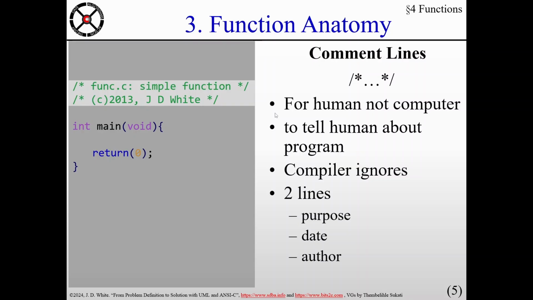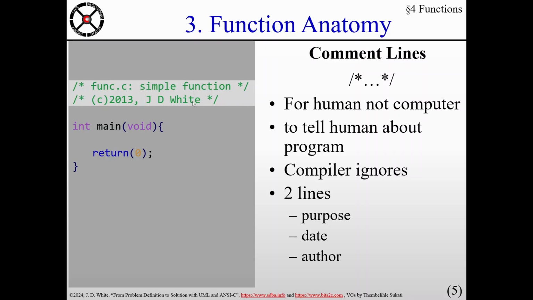So what does a function look like? Every function should look almost the same when you're writing a function. First of all, your function should have a couple of comment lines. This is a complete function, but here's a couple of comment lines. This is for the human, not for the computer. So your comment lines can start with /* and end with */, and you can put your comment line. I suggest your first line be the name of the program, then when you wrote it, and your name.